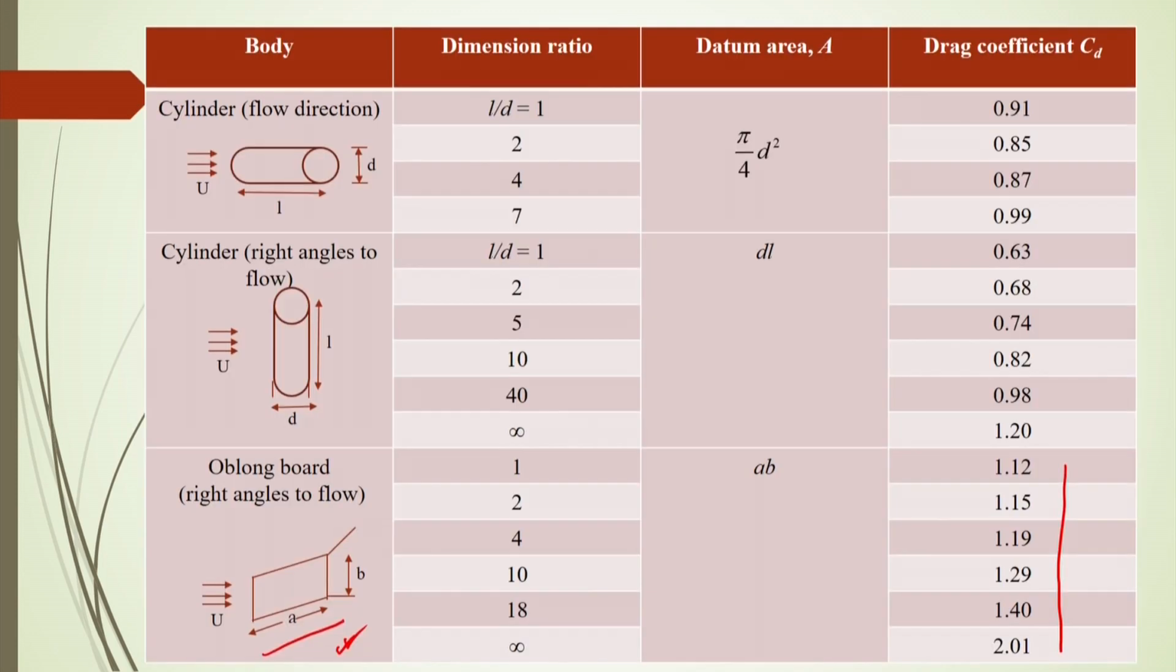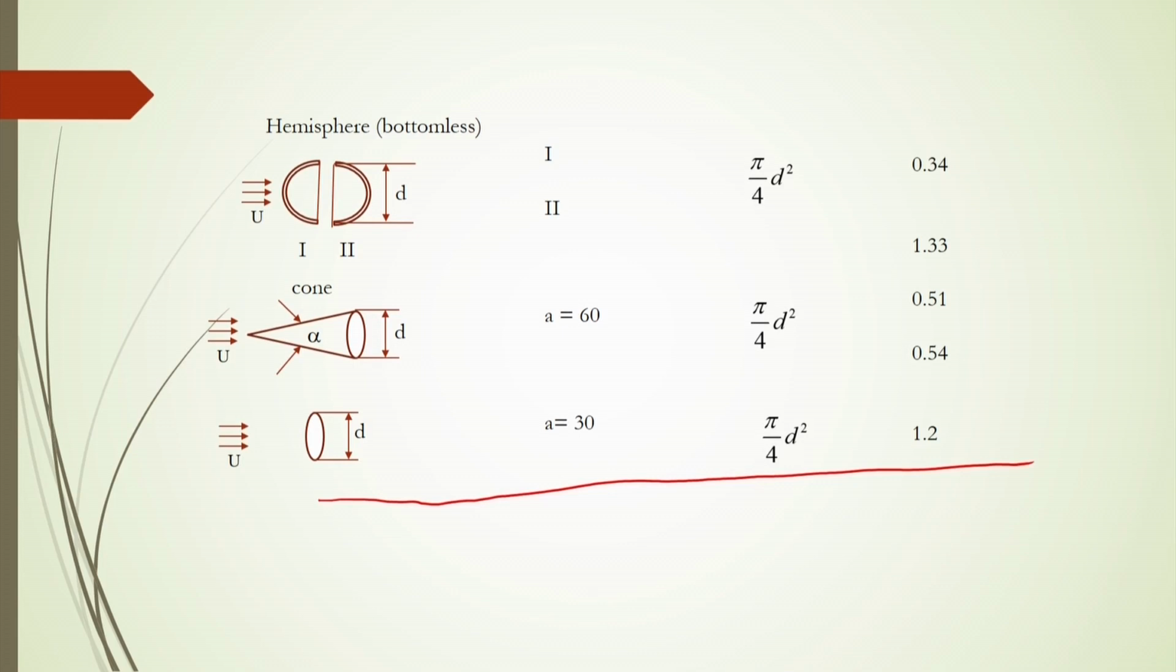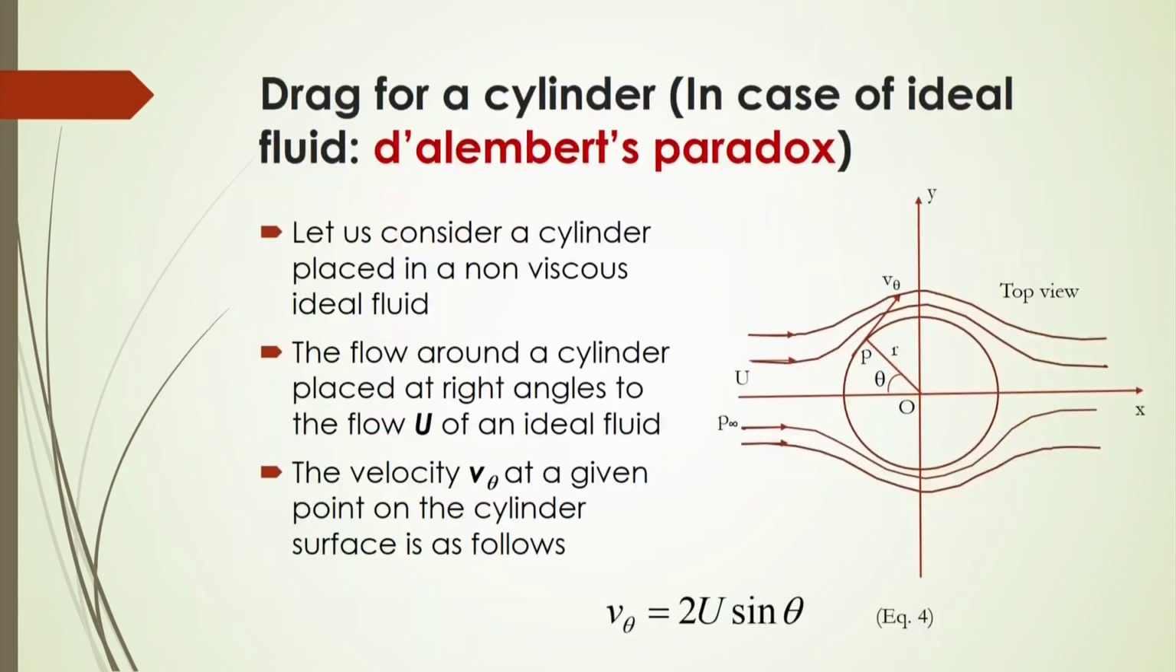So, from this table you can get the value of C D according to the object. Now, if we consider a cylinder in case of ideal flow, what should be the drag? Let us consider this cylinder that is placed in a non-viscous ideal fluid.